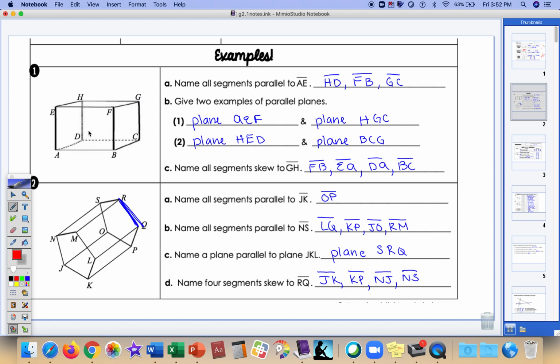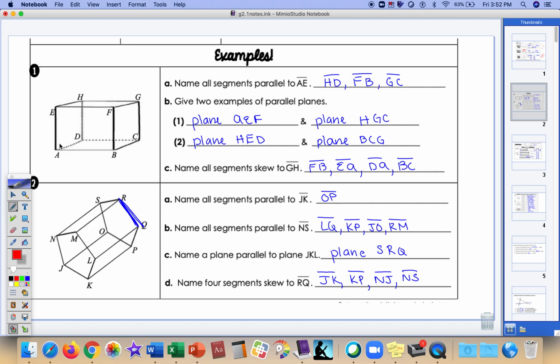All right, so segments parallel to AE, so we have HD is parallel to AE because we can connect those 4 points and it really does make a plane. FB and AE, you can see it's the side of the box. That makes a plane. GC and AE. Now that's not a side of the box, but you could take, let's say, a piece of cardboard.